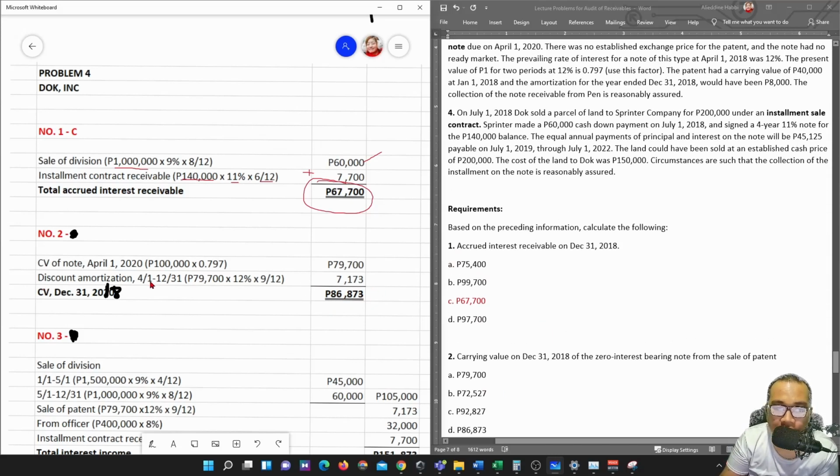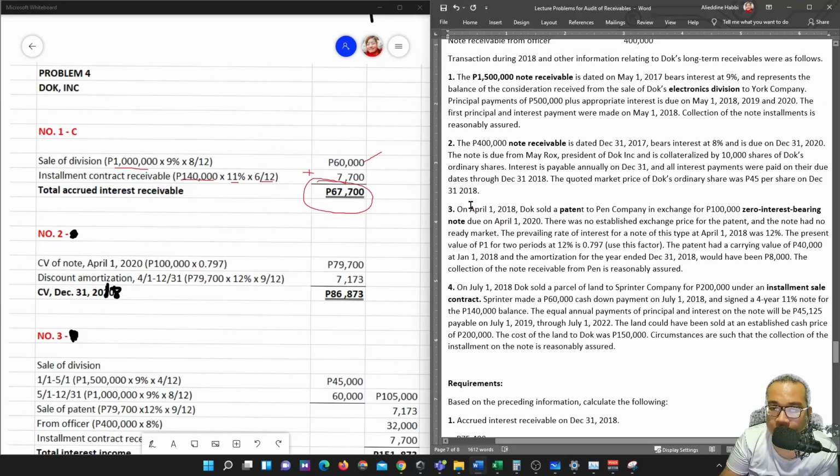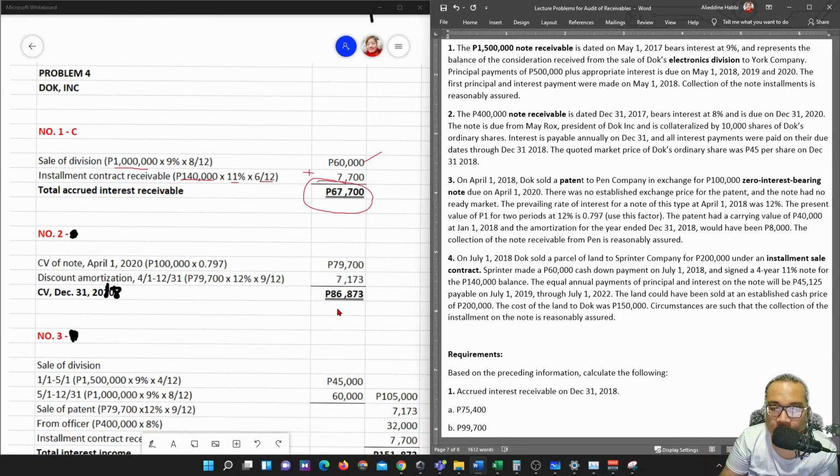So yun, discount amortization for 12/31 as of April 1 nag-start. Times 12% times 9/12 kasi April, May, June, July, August, September, October, November, December, 9 months. So yun, add lang.